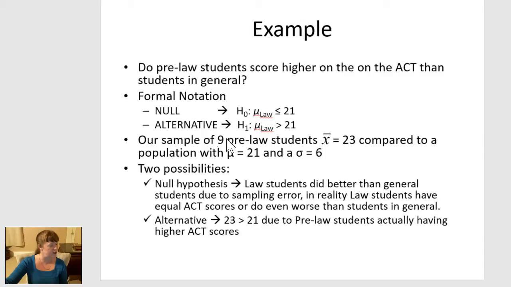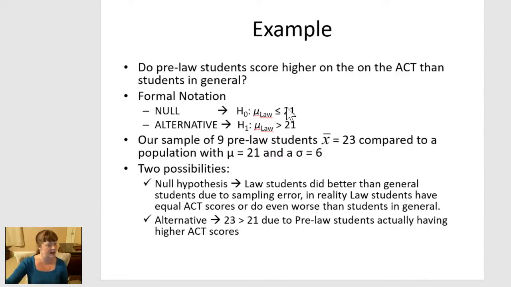So let's start with the alternative. H sub 1 is my formal symbol. That means the alternative hypothesis. H sub 1 is that the average mu in the population for law students is greater than 21. So that's what I'm hoping my sample will establish support for. I'm hoping my sample will support this idea that the average ACT score for law students in the population, because notice there's a mu there, I'm always trying to make decisions about populations, is greater than 21. My research hypothesis is that the average ACT score for law students is greater than 21.